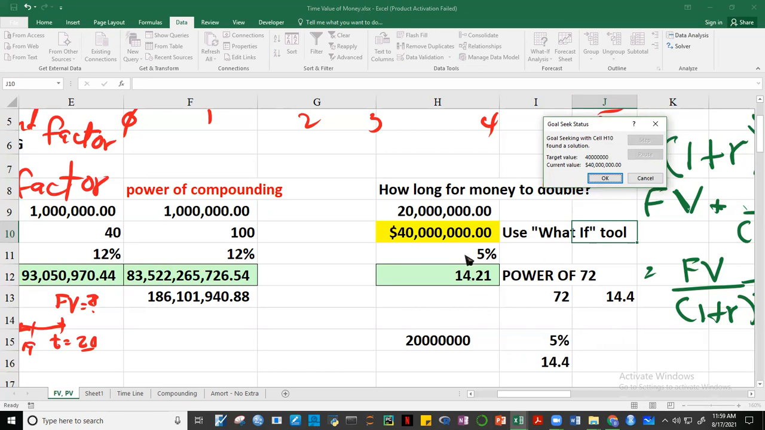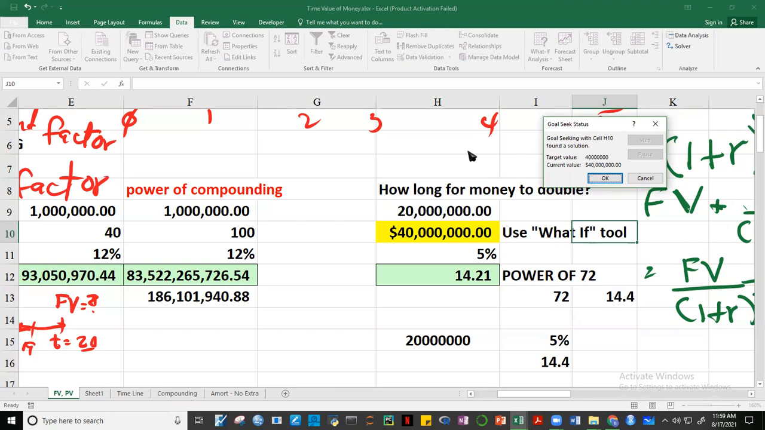So it's 72 divided by the percent, the rate of return, the interest rate. Tanggalin nyo lang yung percent. Okay, clear yun? So na-approximate niya, no? Ito exactly 14.21. Yung approximate natin is around 14.4.